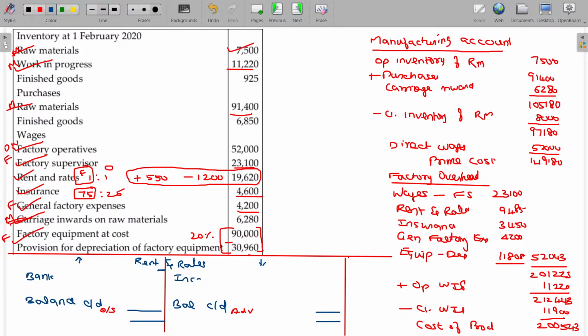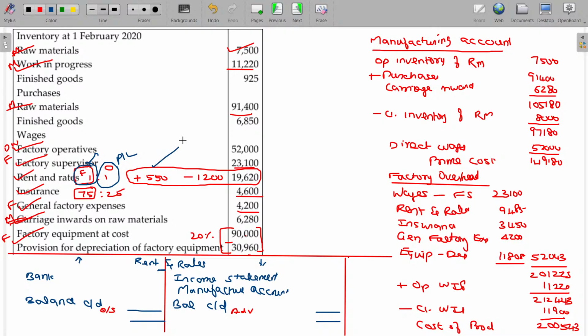But this rent and rates is not entirely transferable to the income statement. Only one half is transferable to the income statement P&L section. The other half is transferable to the manufacturing section. So I name this manufacturing account. You understand? That one difference you have to understand. Manufacturing account. Rest will be the same.